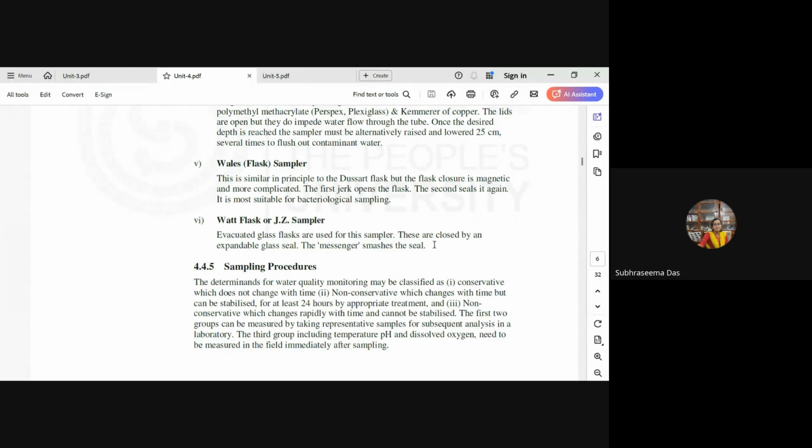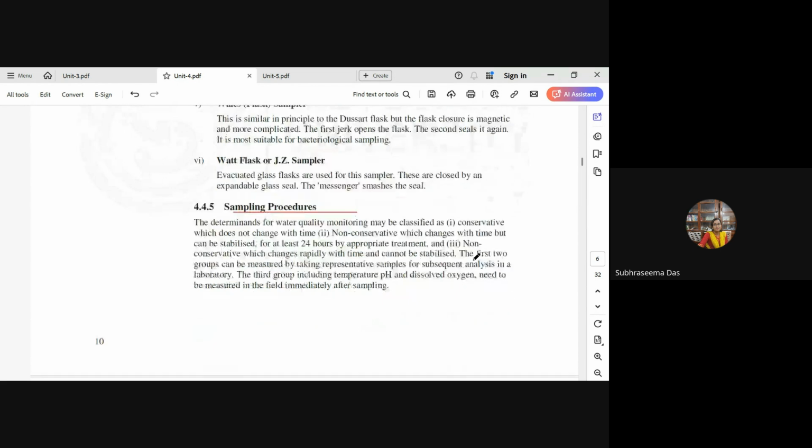Then coming to the sampling procedures. In sampling procedures, we will see there are three ways. First, the conservative, which does not change with time. The second is non-conservative, which changes with time. And the third is non-conservative, which changes rapidly with time and cannot be stabilized.